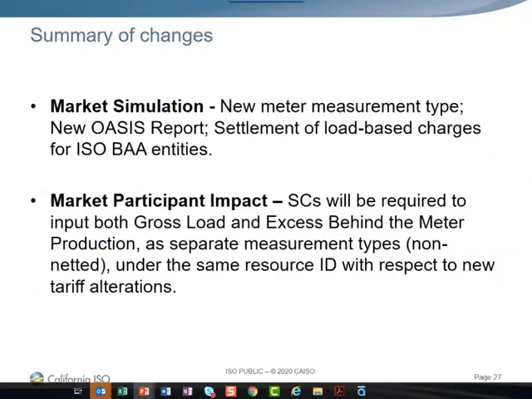So market simulation, we're going to do the new meter measurement type with the excess behind the meter production. There's going to be the new OASIS report and the settlement of load-based charges for the ISO SCs. Market participants are going to be required to input both that gross load and excess behind the meter production information starting on 4/11 as separate measurement types under the same resource ID.